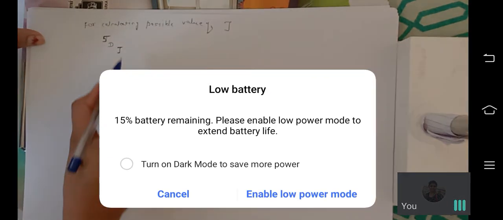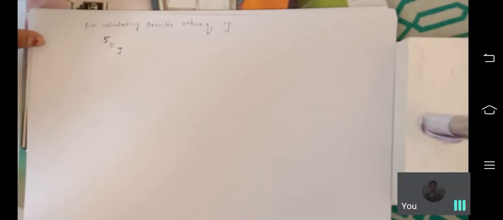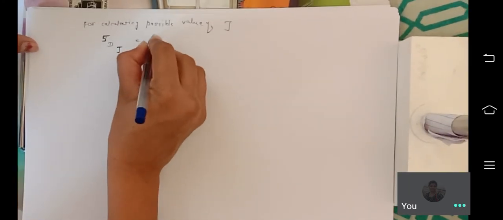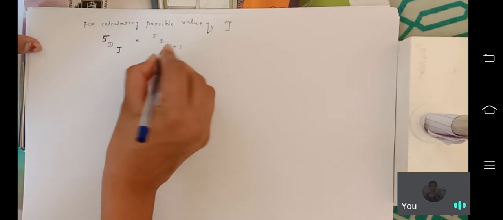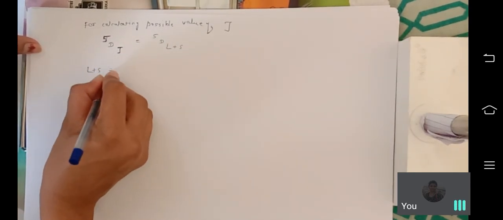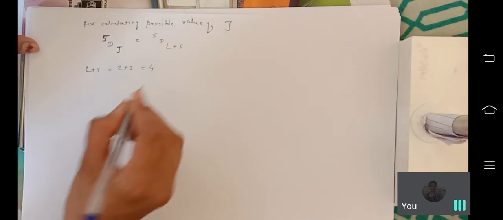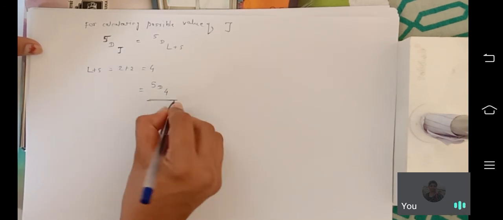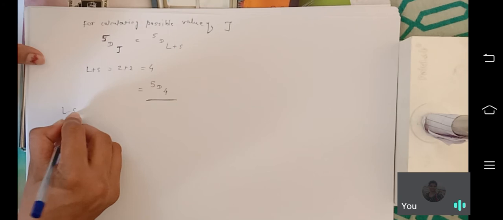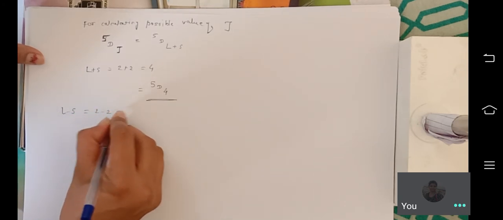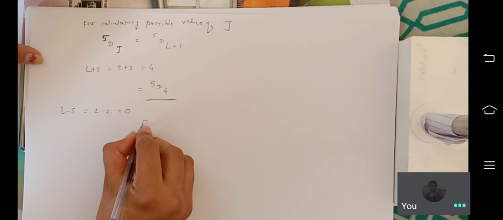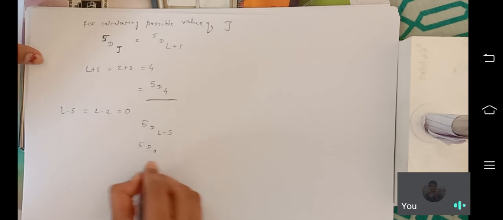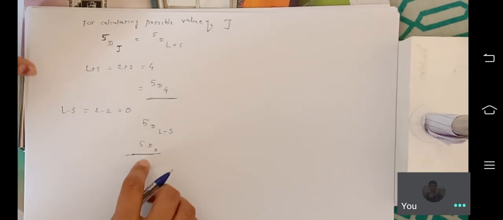Now what is the possibility of J? L minus S or L plus S. So quintet D, when you take L plus S, 2 plus 2 is equal to 4. Then quintet D4. This is the first, and when you take L minus S, 2 minus 2, the answer is 0. So quintet D0. These are the two possible values.